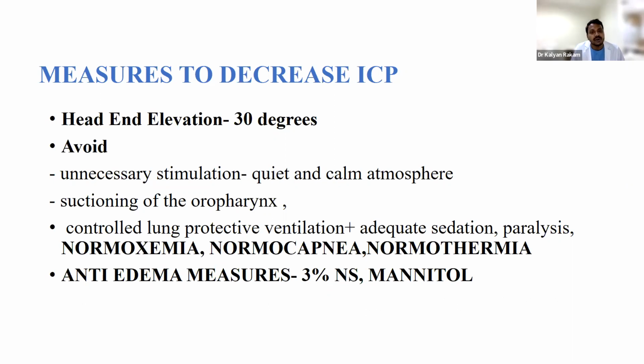Apart from that, use lung protective ventilation with adequate sedation and paralysis. Normoxemia, normocapnia, normothermia, all these simple steps will decrease the patient's intracranial pressure. And also, as we discussed, anti-edema measures, 3% NS and mannitol, based on the patient's condition. If we are using 3% NS, then the sodium target should be less than 155; it should not go beyond 155. If we are using mannitol, make sure that the patient doesn't have renal failure.